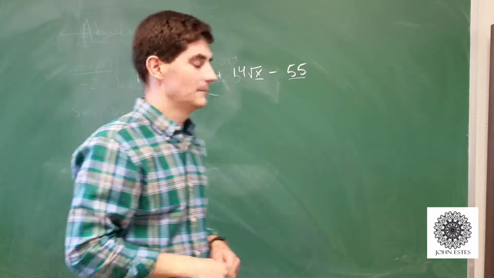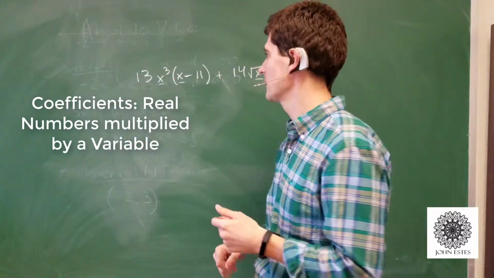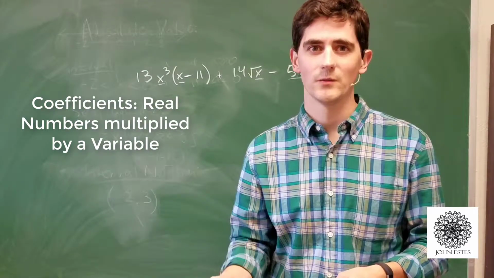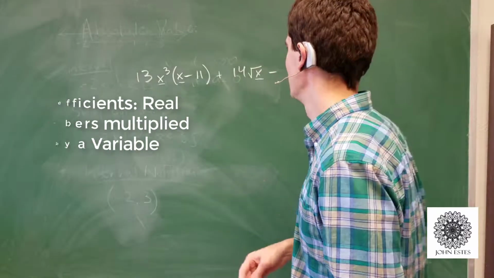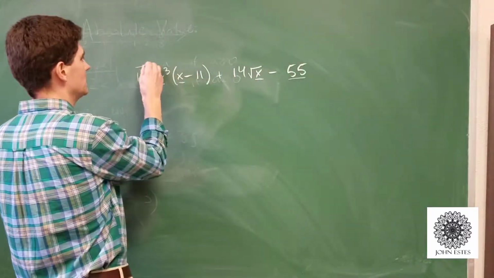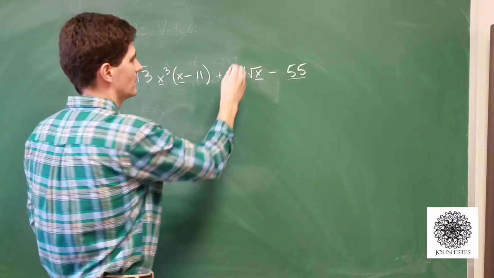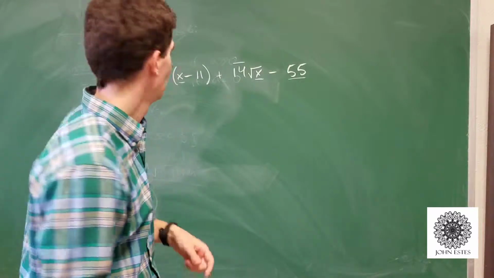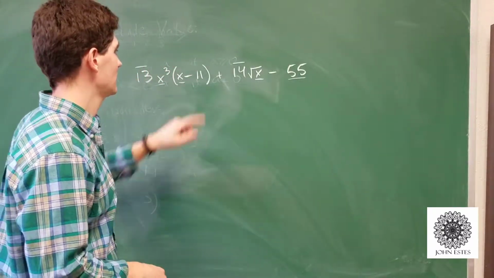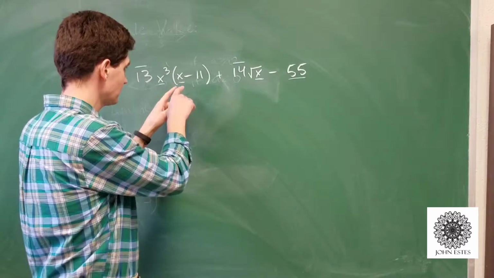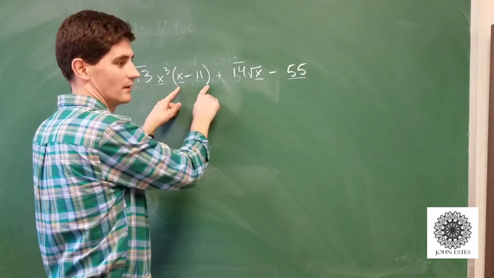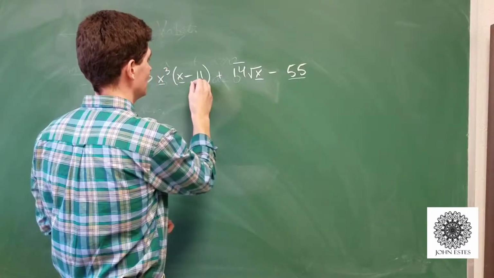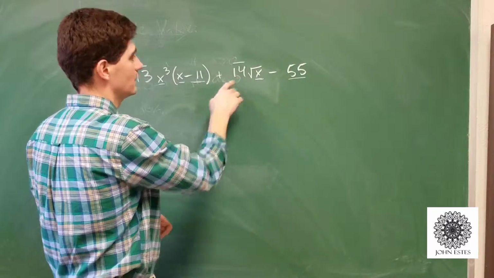Okay, now in terms of coefficients, coefficients are the real numbers interacting with these variables, in this sense, the real numbers that are being multiplied by a variable. Okay, so for example, this 13 here is a coefficient, the 14 is a coefficient, the negative 55 is not. Remember, it's a constant. What about this minus 11 here? Notice in this part here, if this was an algebraic expression by itself, then the minus 11 would actually be a constant. Right, so it's more like 55 than it is 14.